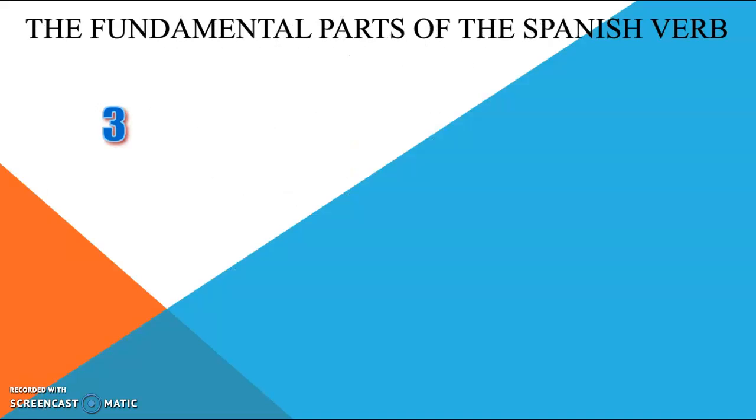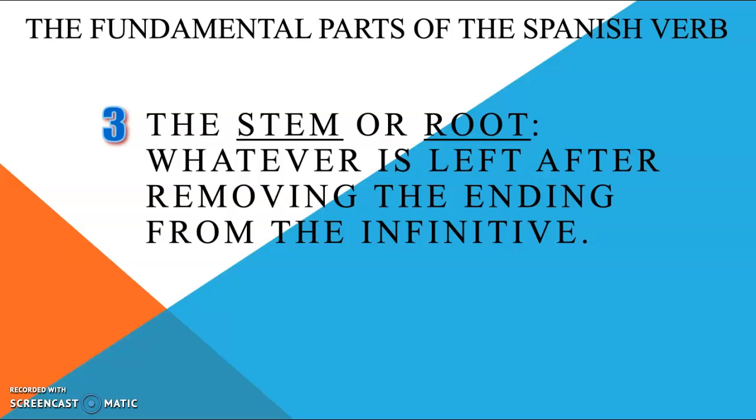Now we are going to move on to our third fundamental part of the Spanish verb. So looking at it, this is our stem or our root. So I will refer to it as the stem. So the stem is whatever is left over after removing the ending from the infinitive. So the ending is our last two letters. When you remove those last two letters, all the letters left over is now your stem.